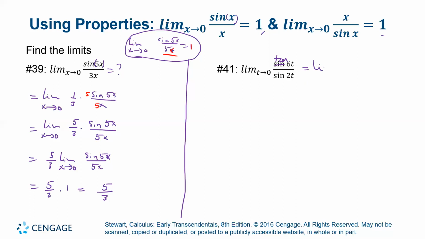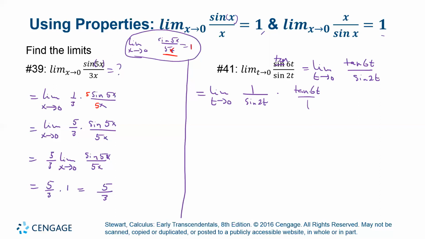This is the limit, when t goes towards 0, of tangent of 6t over sine of 2t. Okay, so we're going to write this as the limit, t goes towards 0. We're going to split that, okay? I have my 1 over sine 2t, and then times tangent of 6t. Now notice that it is the same thing. This is over 1, okay? That's the same expression there.